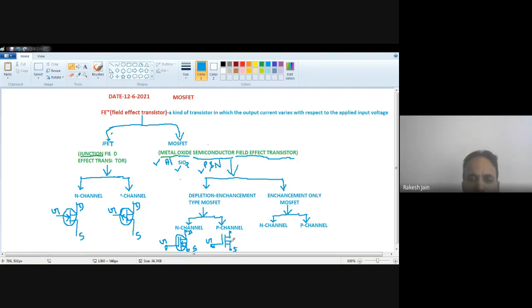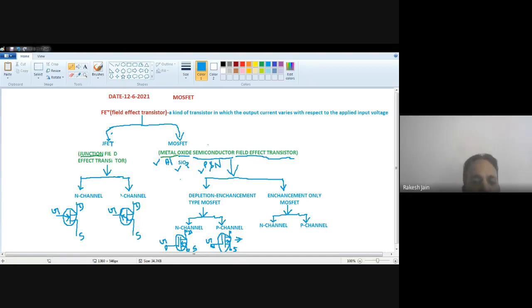Only the arrowhead is towards output. In this direction, the arrowhead is towards output. So this is known as P channel depletion enhancement MOSFET.